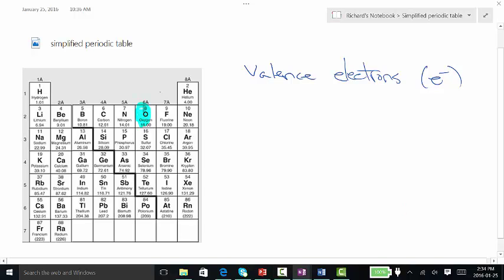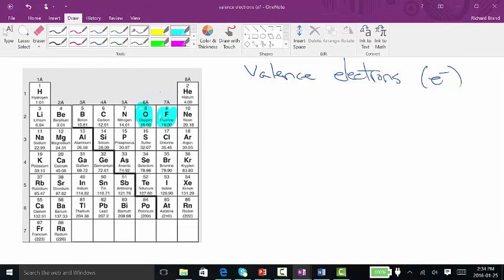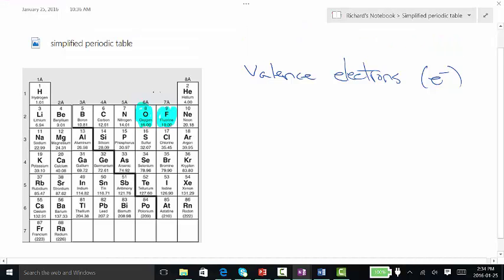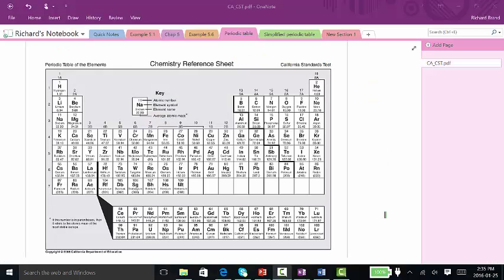Here it is in the periodic table, the simplified periodic table. And then there are 2 fluorine atoms. Well, the fluorine is located right there. Notice that oxygen is in group 6A. So for every oxygen, there are 6 valence electrons. Fluorine is in group 7A. So for every fluorine, there are 7 valence electrons.